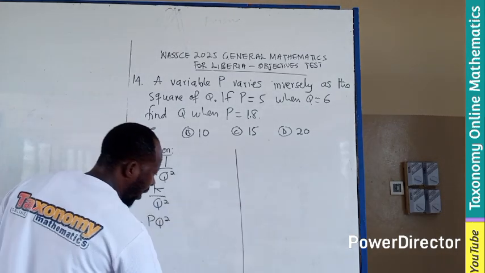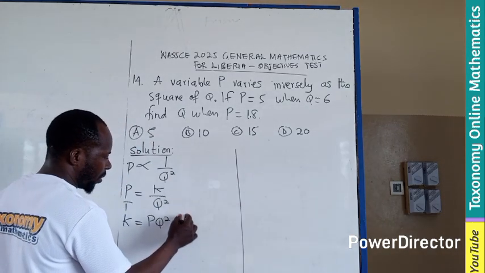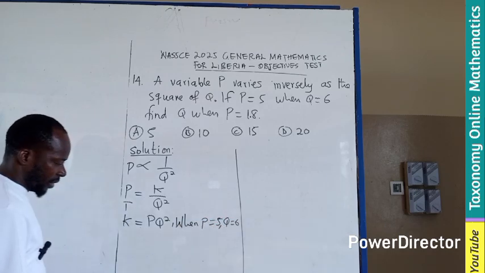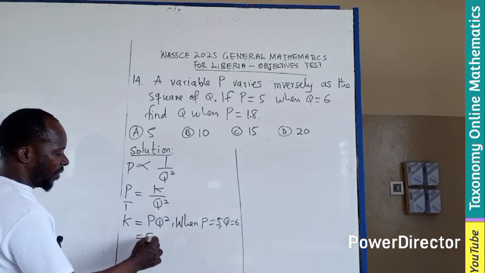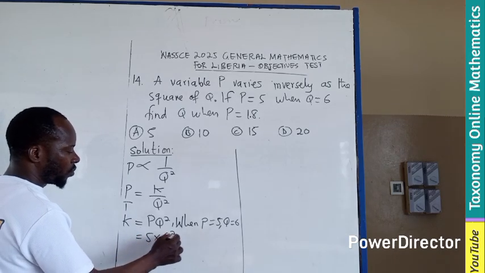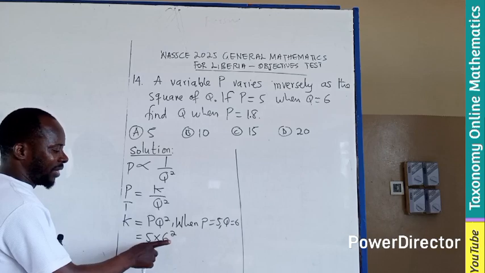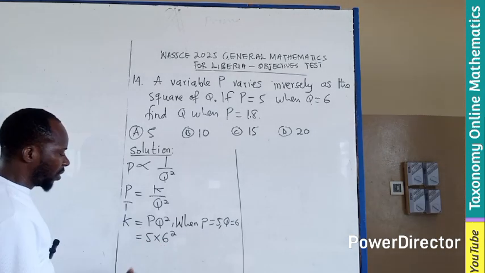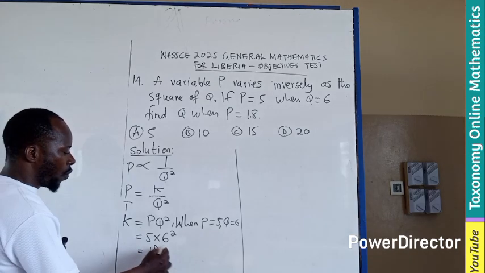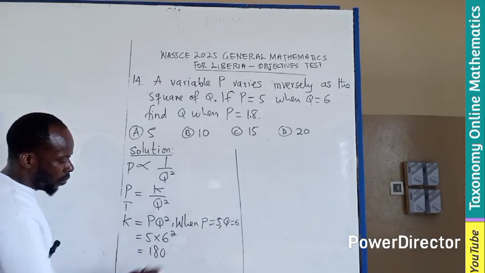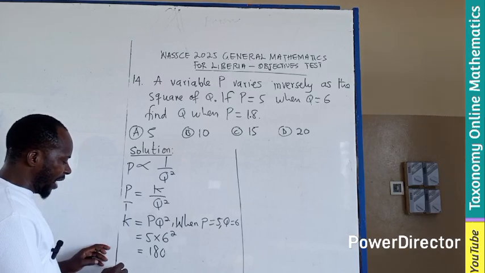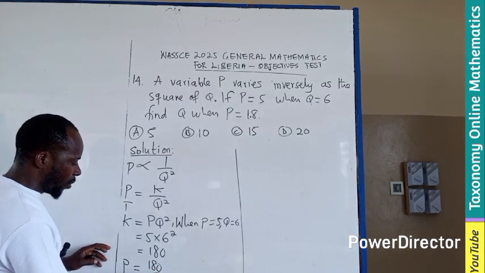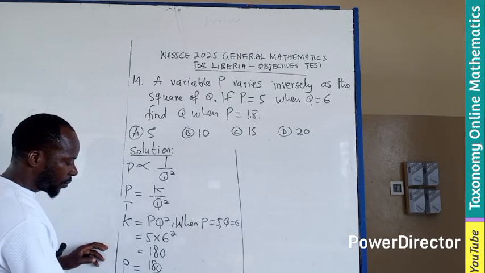Let's say we have when P is 5, Q is what? 6. So in the case of this, I should be having 5 times 6 squared, which is going to be 36 times 5, or 5 times 6, which is 30, times what? 6. That gives you 180. Knowing 180 means that we can rewrite the relation between P and Q as 180 divided by Q squared.